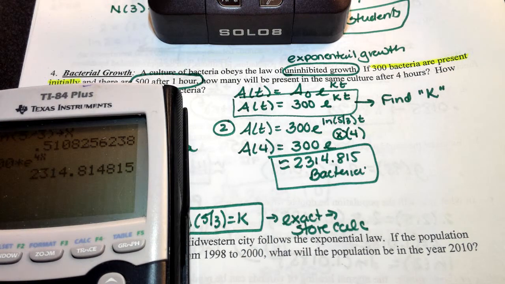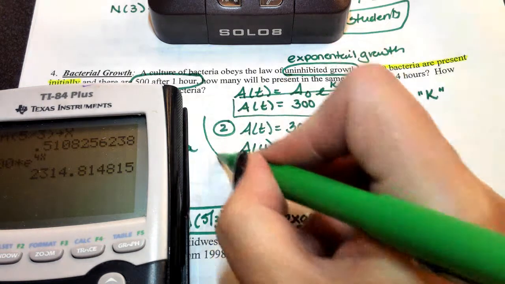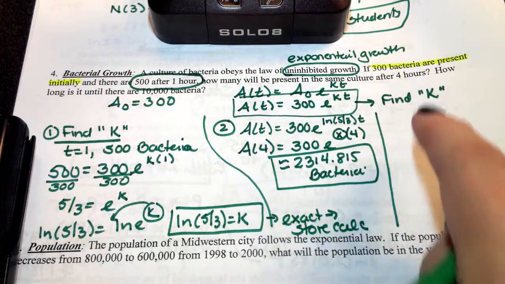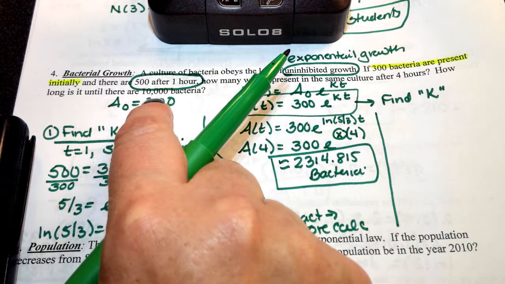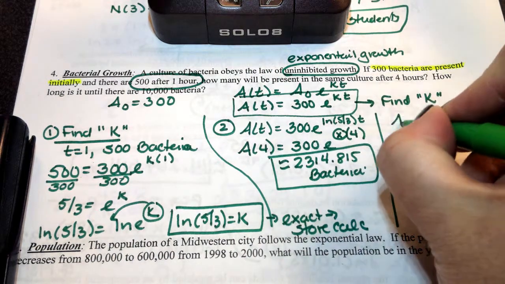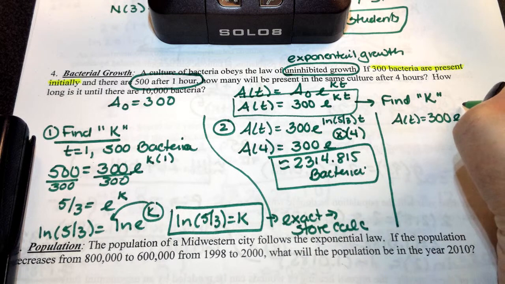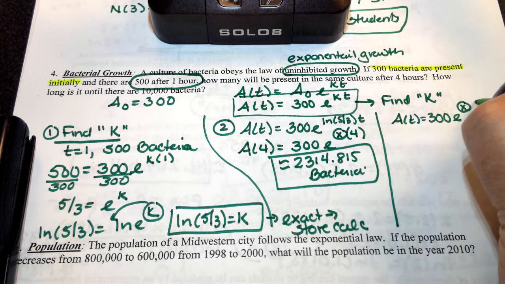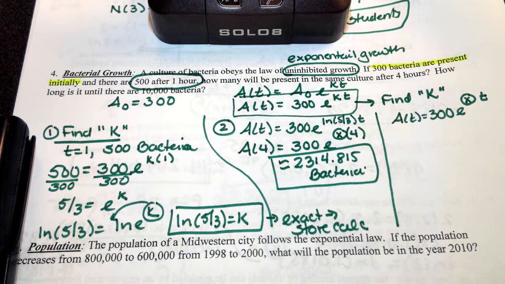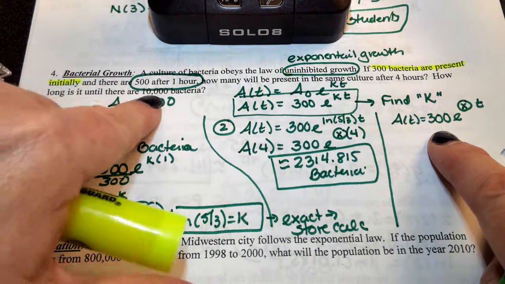Okay. So any questions on finding k? And then the next part, they want to know how long it is until there are 10,000 bacteria. So which variable am I going to be solving for in my formula? I'm still using A of T is equal to 300 times e raised to that x, again, that's my natural log of 5/3 times T. What am I solving for here? When they ask me for how long, I'm solving for T.